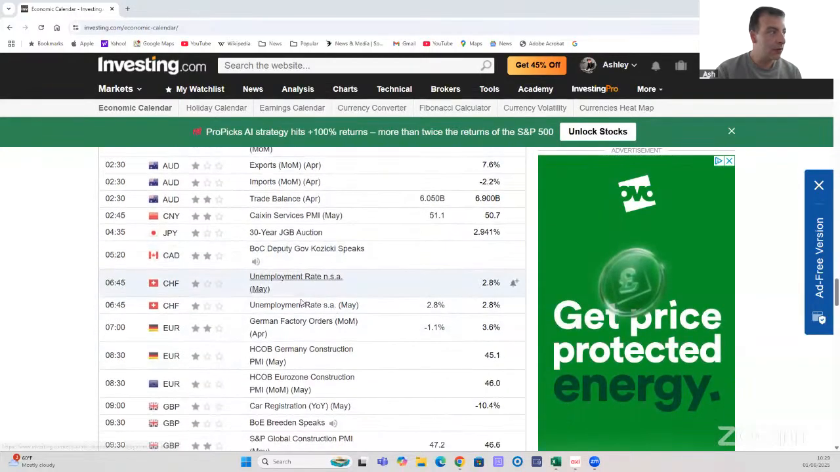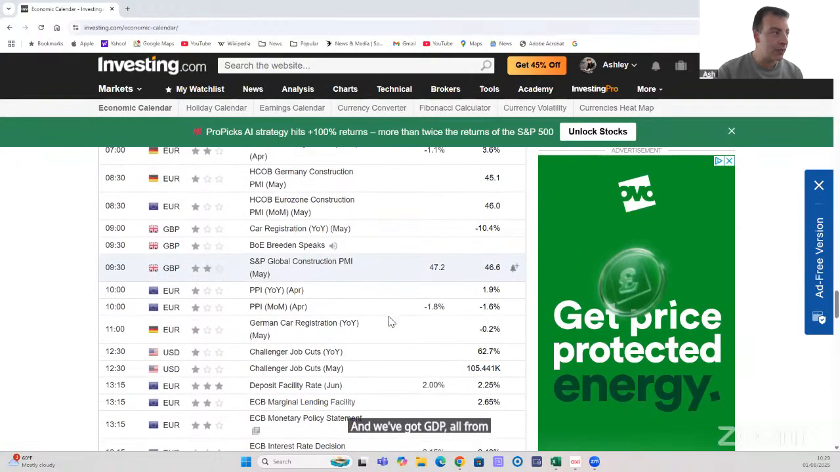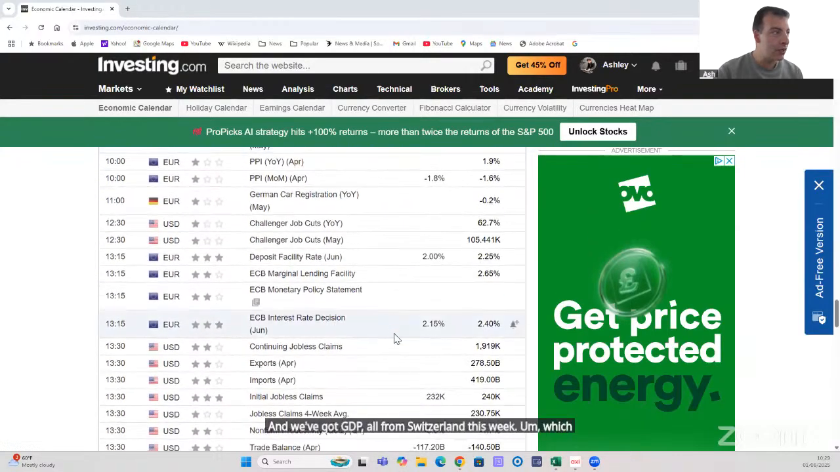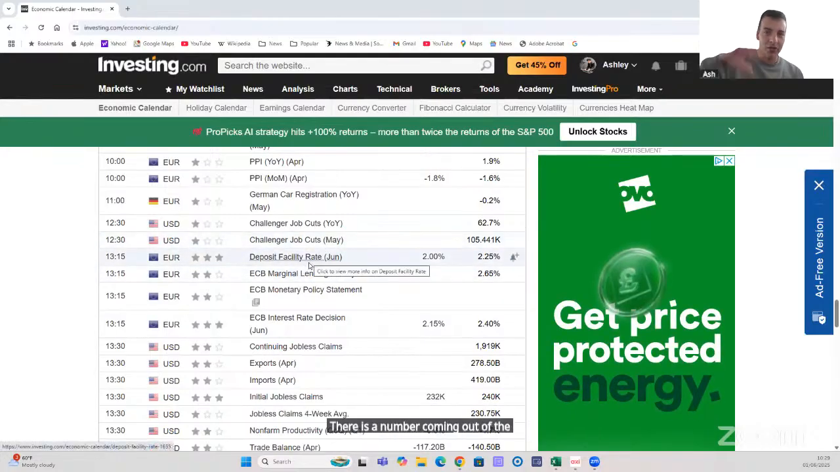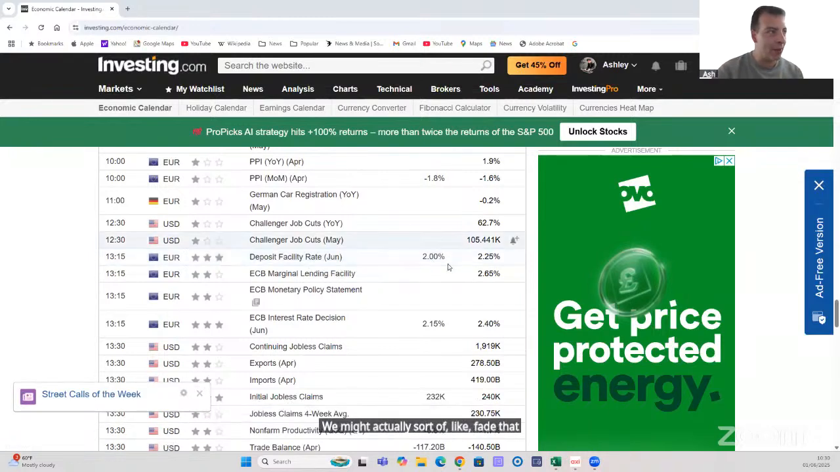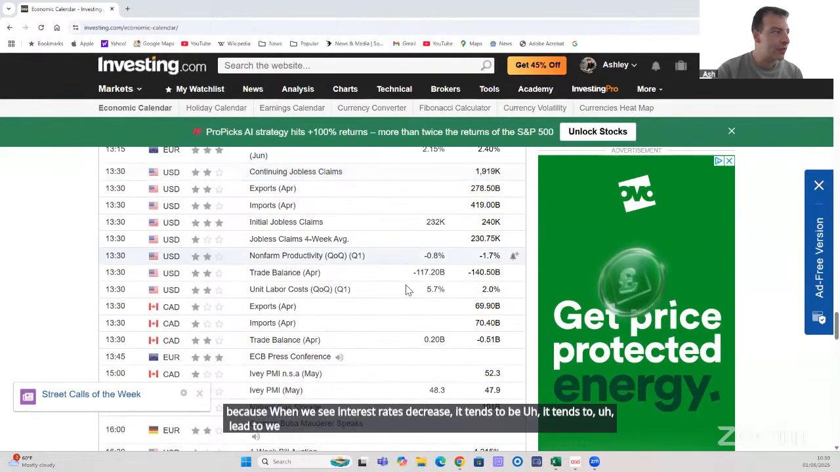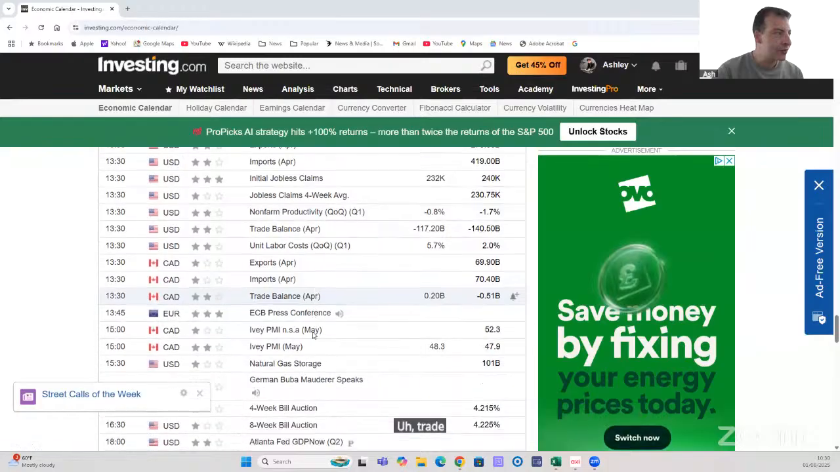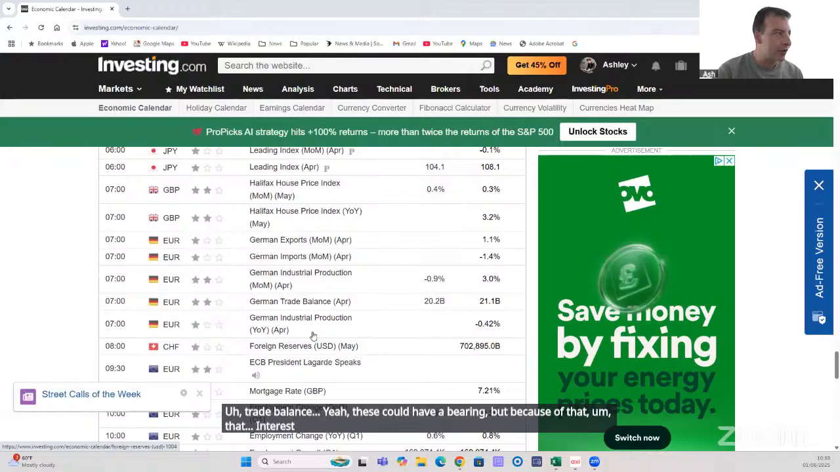Unemployment rate again, big numbers. So we've got CPI, we've got unemployment, and we've got GDP, all from Switzerland this week, which are big numbers. There is a number coming out of the Eurozone, which, because it was the one that looked bullish, we might actually fade that and put it in the background, because when we see interest rates decrease, it tends to lead to weaker currency. Trade balance. Yeah, these could have a bearing, but because of that interest rate announcement, that's going to be the main thing.